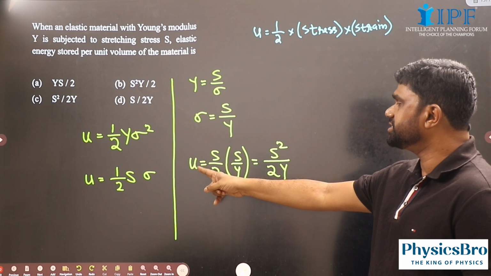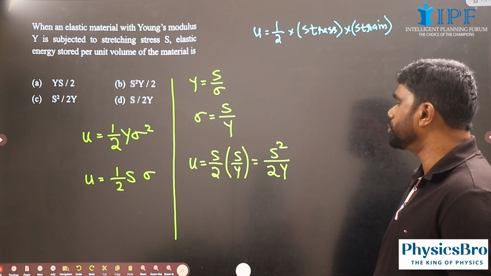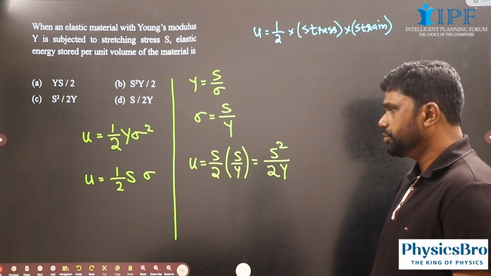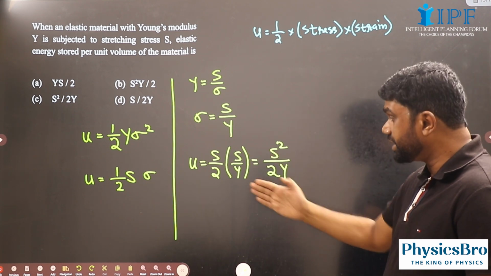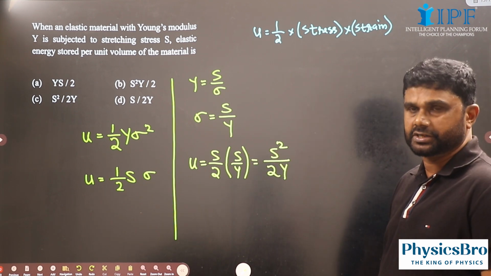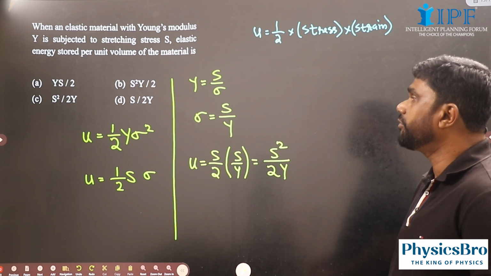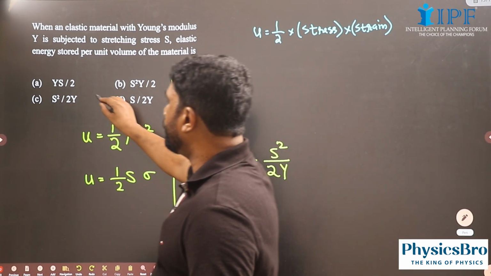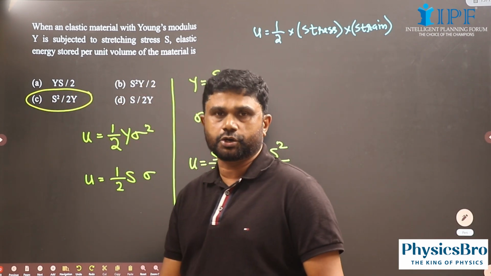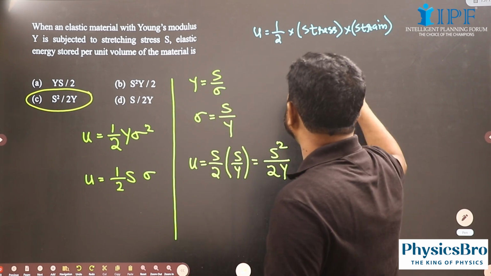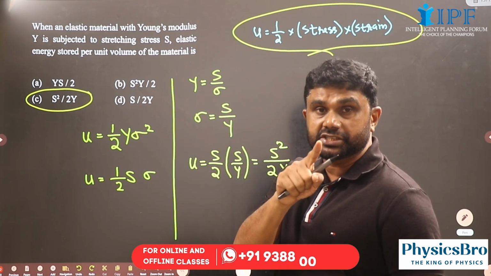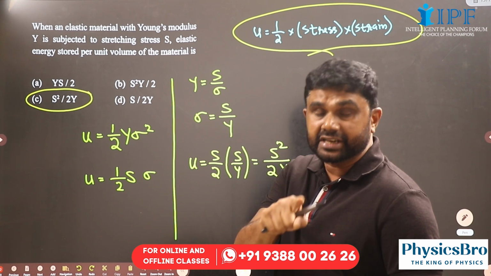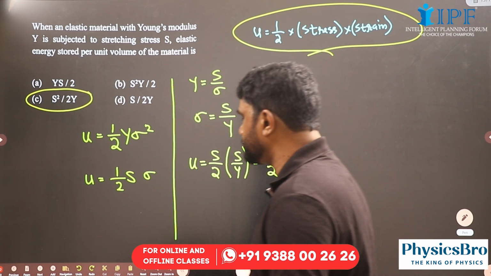So energy density U is equal to S by 2, this is S by 2, then sigma I can rewrite as S by Y, where Y is the Young's modulus. So we will get S square over 2Y. S square over 2Y, this must be the correct option. And this is a beautiful relation that you should know: the energy density in an elastic string is equal to half into stress into strain.